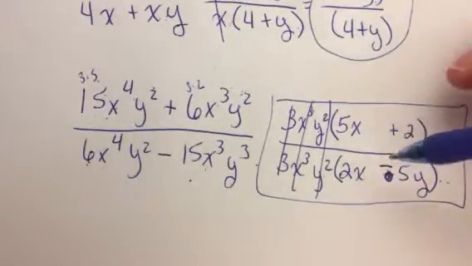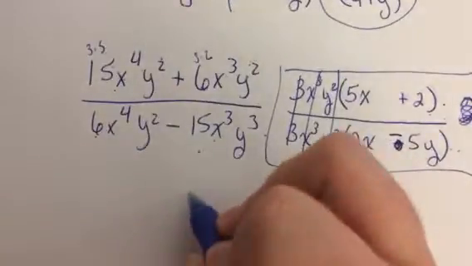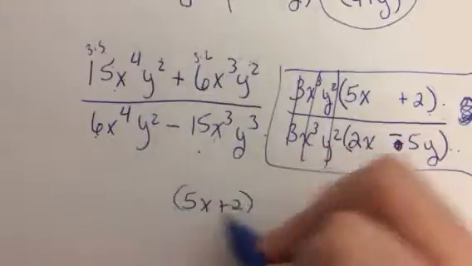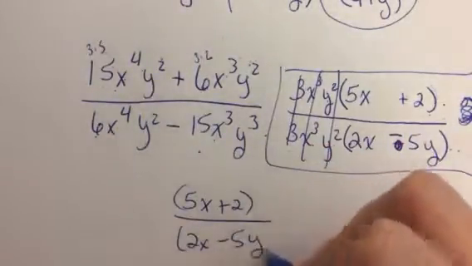Those are totally different, so this is as simplified as it's going to get. So my result is simply going to be 5x plus 2 over 2x minus 5y.